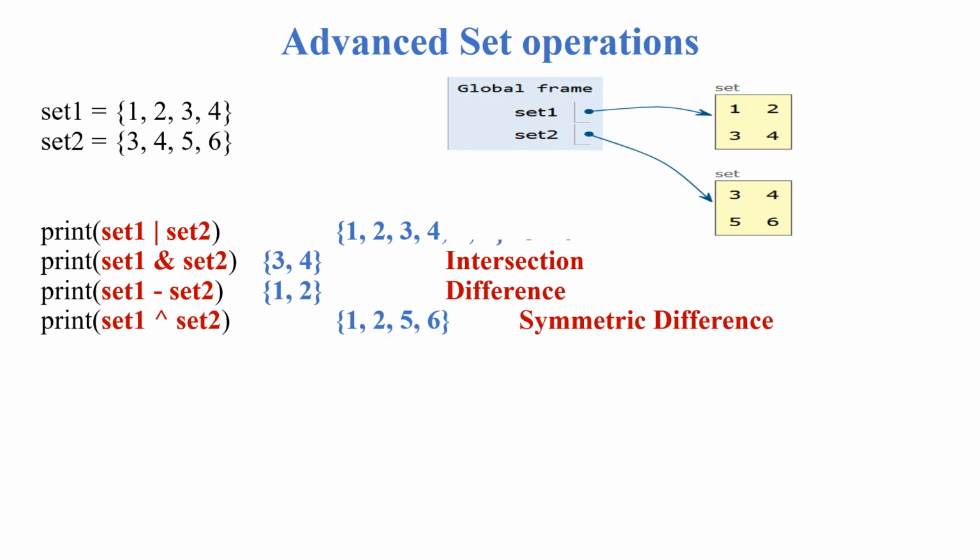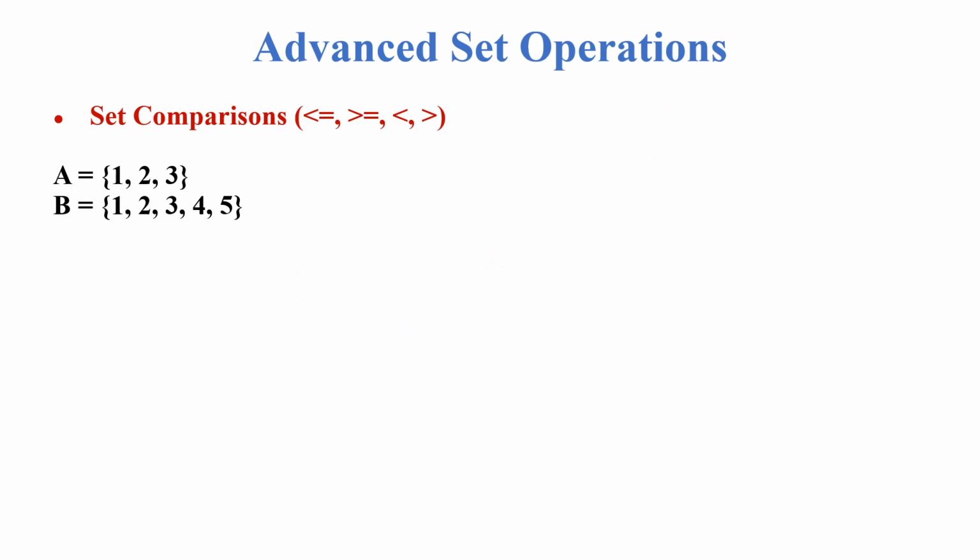Symmetric difference. So the common element 3 is ignored, and the remaining 1, 2, 5 and 6 are printed. 4 is also a common element, so that's also ignored. Now we'll talk about one more advanced set topic, that is set comparison.